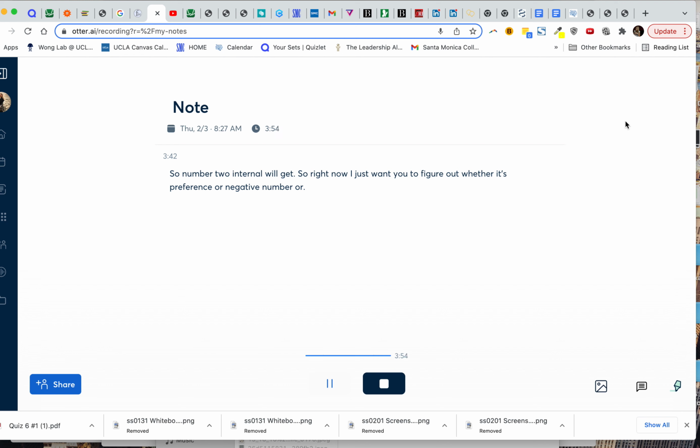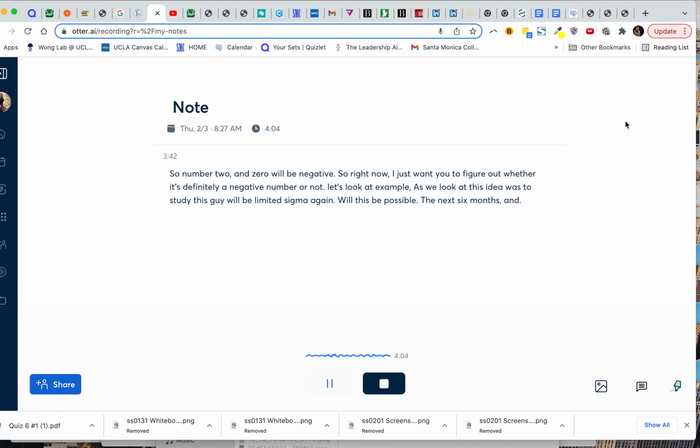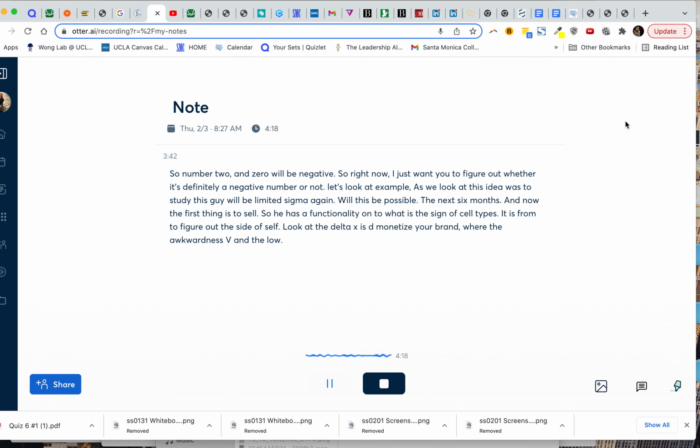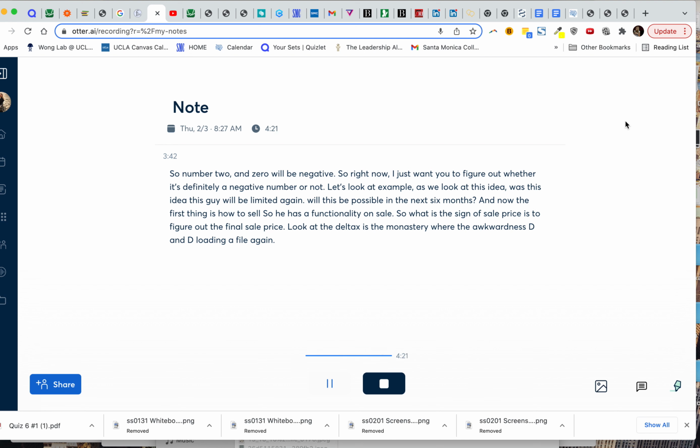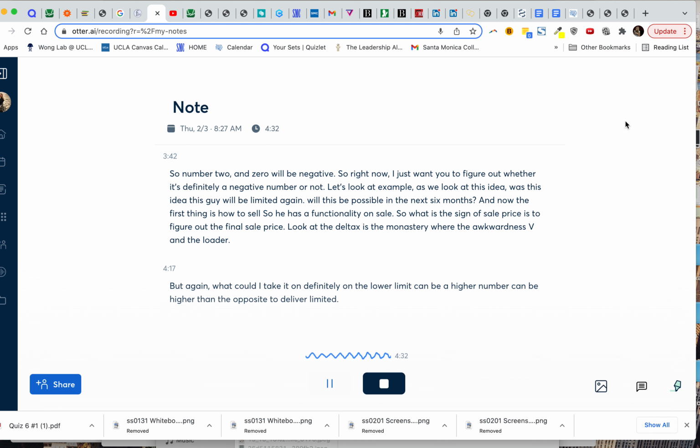Okay? Now let's look at example 3. If you look at this, this will be limit sigma again. Will this be positive or negative? The first thing is, how about this delta x? We have the function value times delta x. So what is the sign of delta x? To figure out the sign of delta x, note that delta x is b minus a over n, where the upper limit is b and the lower limit is a. But again, what did I say here? On definite integrals, the lower limit can be higher than the upper limit.